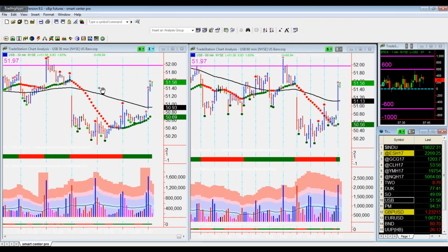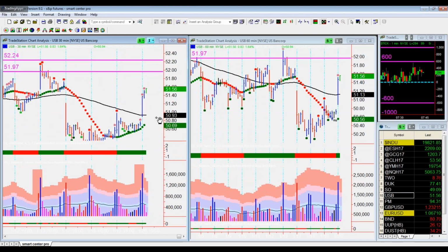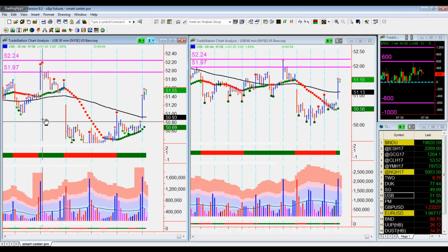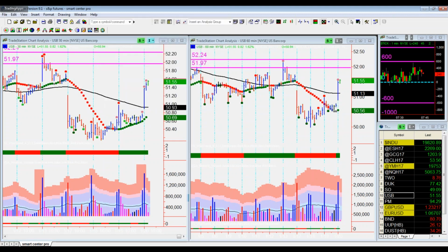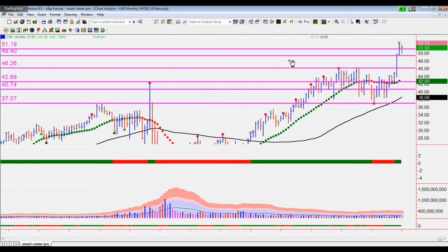I'm looking for USB to get up to the 52.24 level. If it does, I'm going to take half my profits off and let some more run. Been long on that for a little bit. It's one of those stocks that's acting stronger than the index.